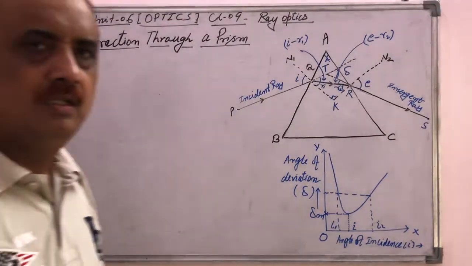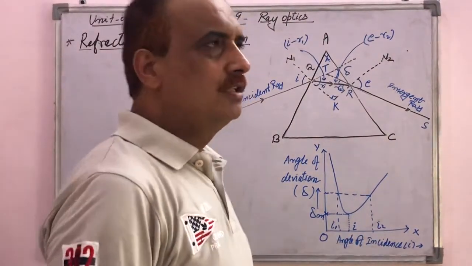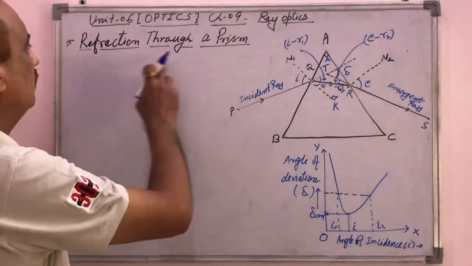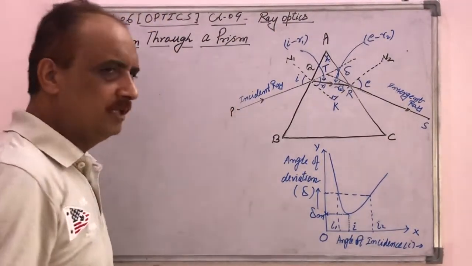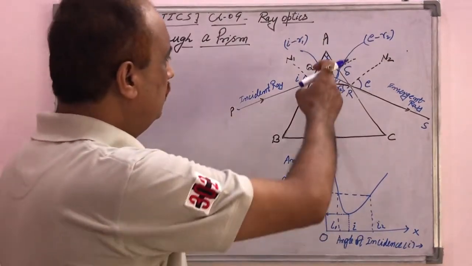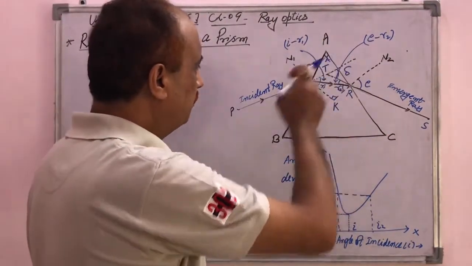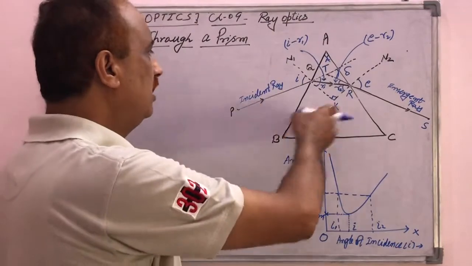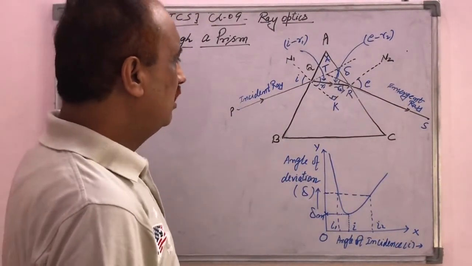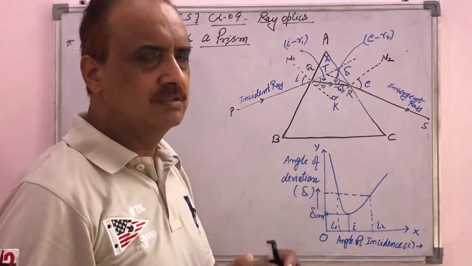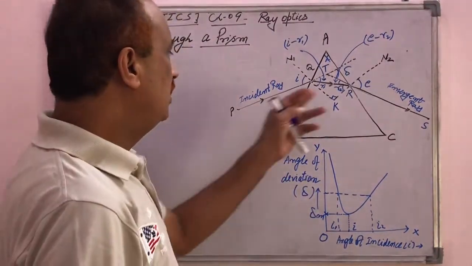Hello students, now we will discuss the new topic, that is refraction through a prism. And to discuss the refraction through a prism, we have to draw a ray diagram for the prism when a ray is incident, what the emergent ray is, and how much amount of angles are made. So we have to discuss here in the diagram.